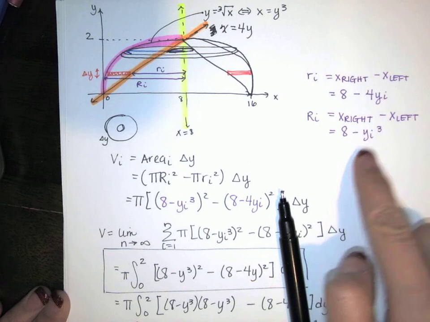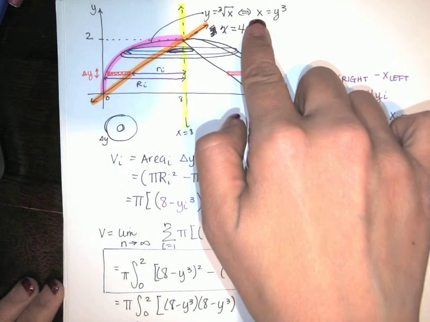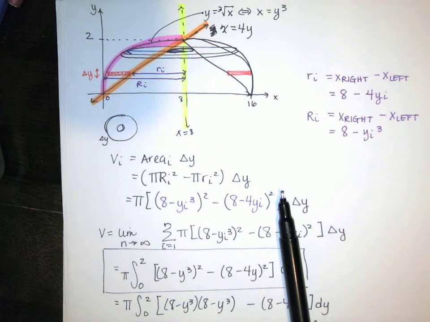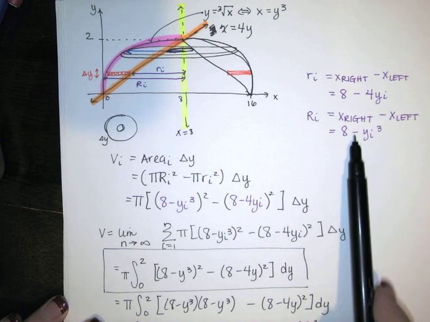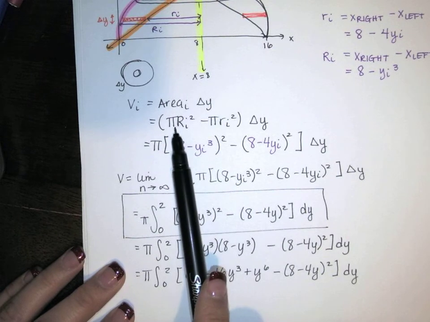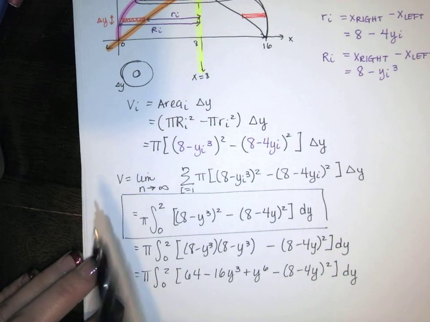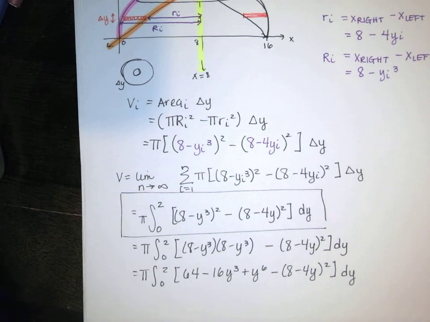Now careful here, we need x on the left as a function of y. Sometimes that requires solving for x. Sometimes x is already given to us as a function of y, and there's less work to do. But that's how we got our radii, and it's just area of the big circle minus area of the little circle times the thickness. And then if you factor out the pi, you get that. All right, so that was our first example.